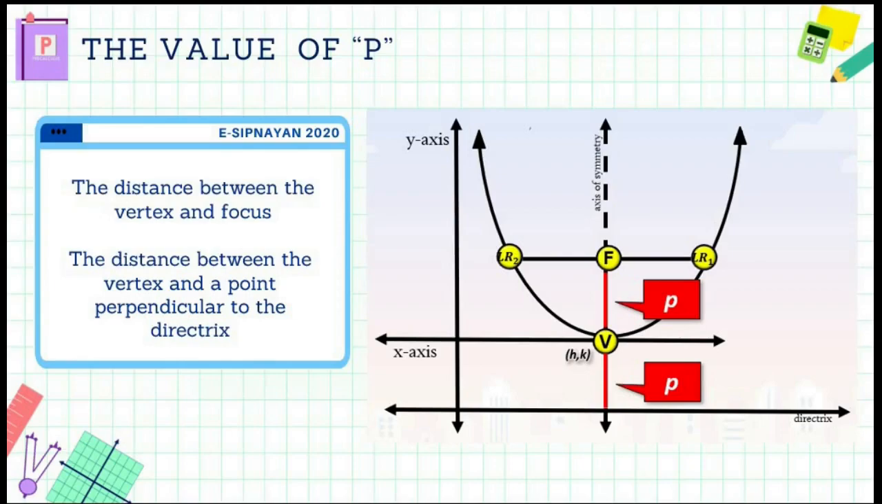P is defined as the distance between the vertex and the focus, and also the distance between the vertex and a point perpendicular to the directrix. So shown here on the right is an illustration of the value of p. If we measure the distance between V or vertex to F or the focus, that would be p units. And that will have the same distance when we measure the distance between V or the vertex and a point perpendicular to the directrix, which is at this point. So basically, the distances are equal.